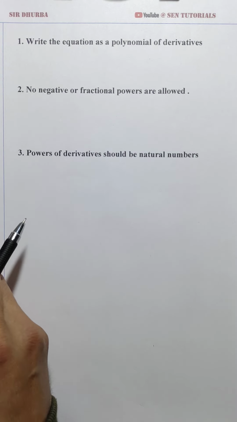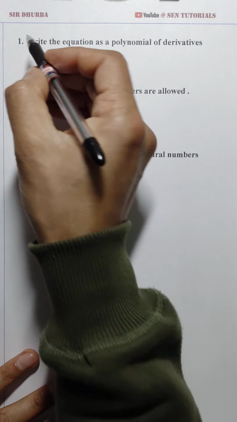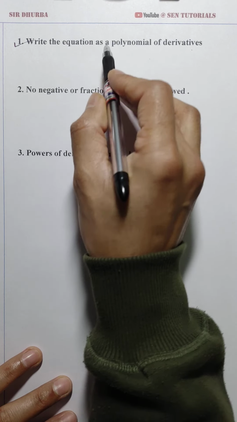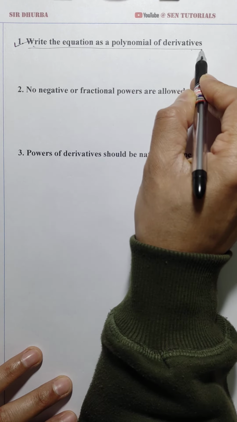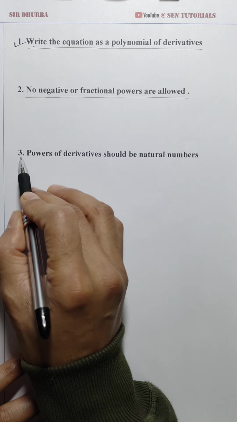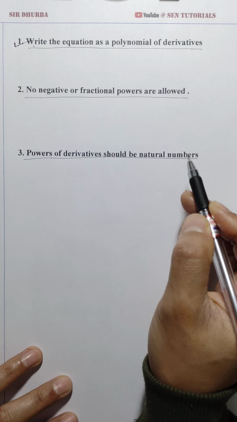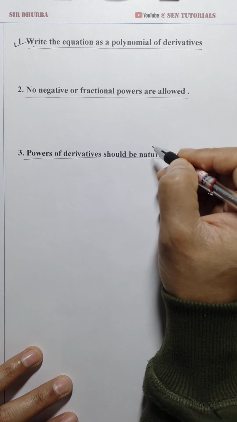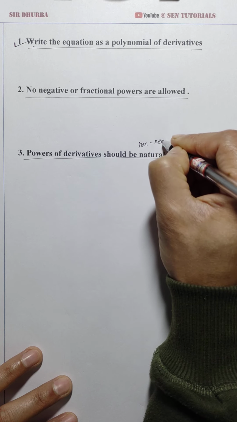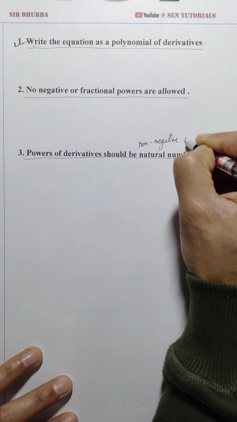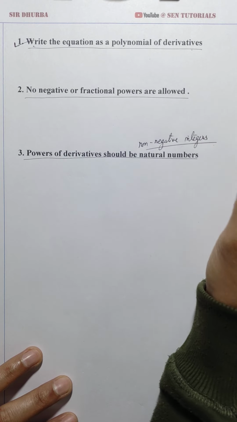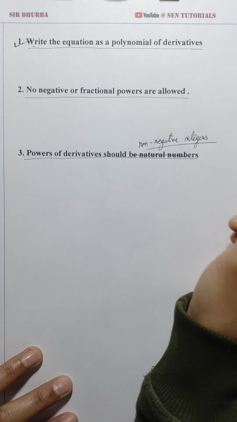So before we really go for degree, we should see to it that we write the equation as a polynomial of derivatives. Polynomial of derivatives, as I said, no negative or fractional powers are allowed. Powers of the derivatives should be natural numbers or non-negative integers. This is more precise.